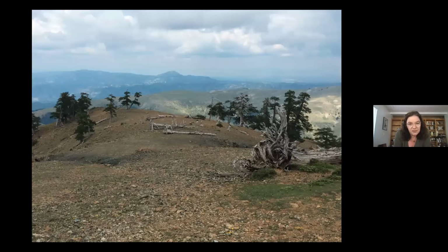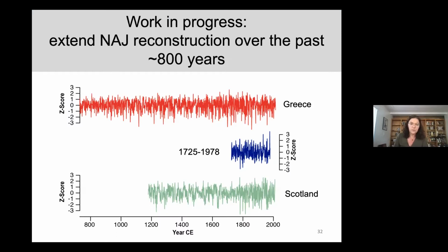You can see a lot of old trees, but also this old wood that's still lying on the landscape. So we're not limited to just using living trees for our research. We can also use trees that had died. Some of these trees died 500 or 1,000 years ago, but their wood is still there. So that allows us to go further back in time than with living trees alone. So we now have a much longer record from Greece.